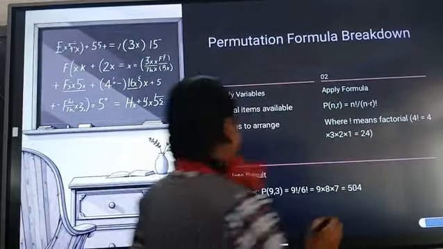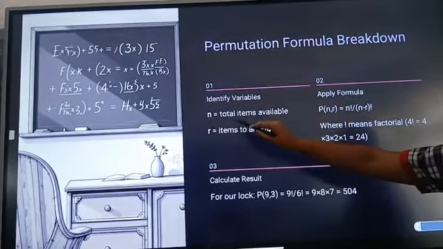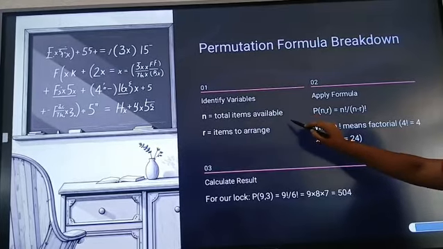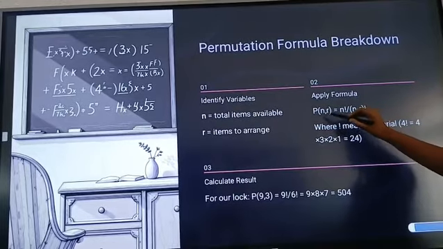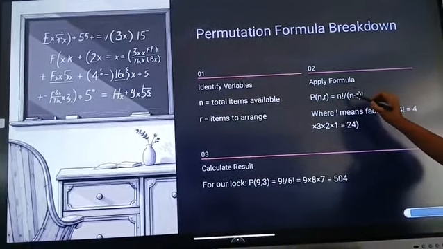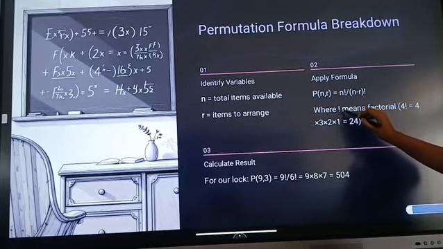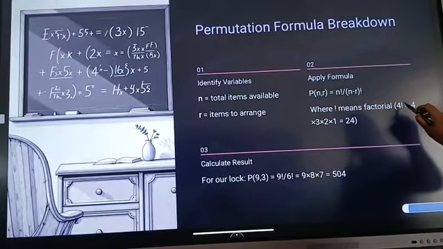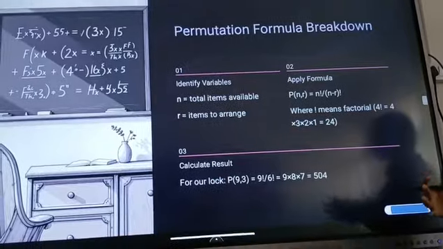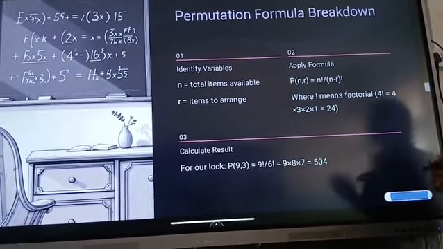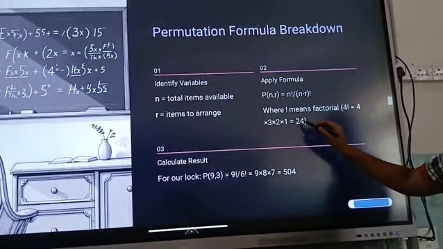Now the permutation formula breakdown. First we'll identify what the variables are. n represents the total items available, and r the items to arrange. Now when we apply the formula, we get P(n, r) is equal to n factorial divided by (n minus r) factorial, where this symbol is factorial. Factorial is a product of all positive numbers ranging from 1 to n. For example, 4 factorial is equal to 4 into 3 into 2 into 1.